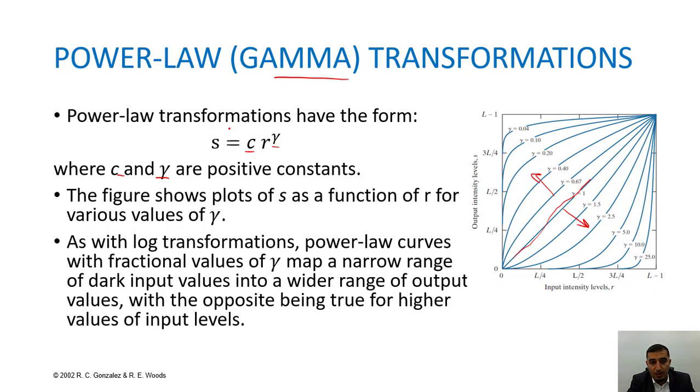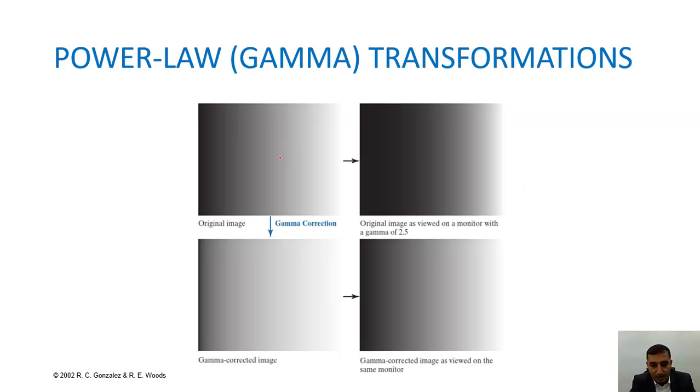So the power law, we can use this equation. If you make C a constant, you just play around with the value of gamma, and you can see that you can go throughout the spectrum. Again, this will be shown to you all inside the lab experiments. So this is the gamma correction.